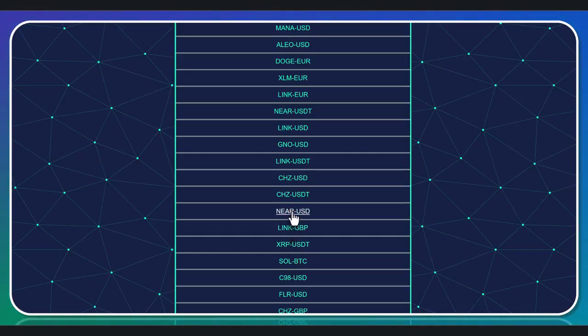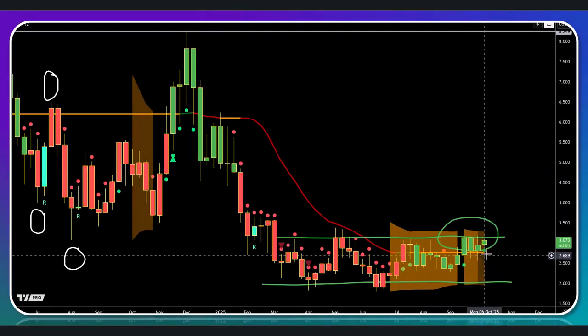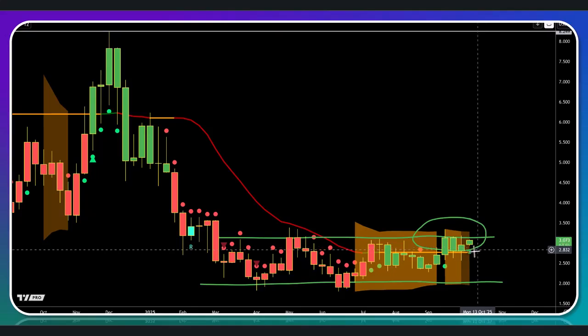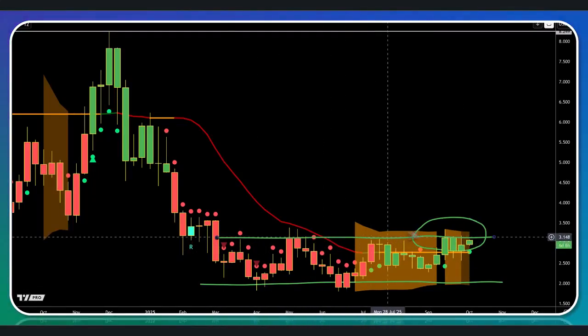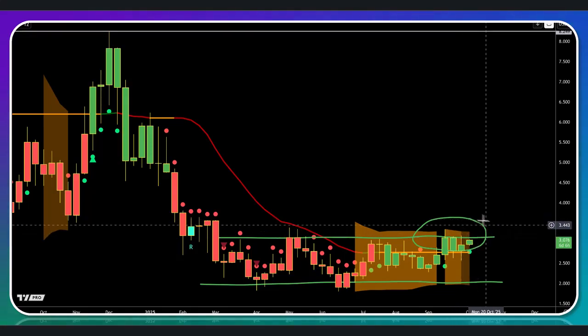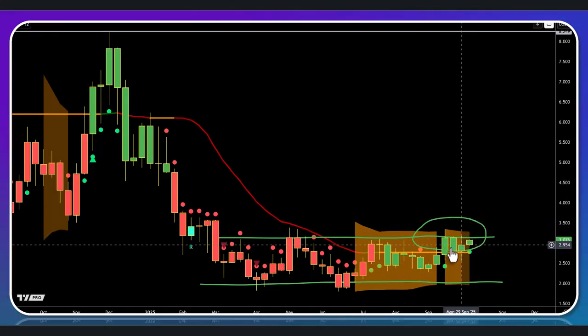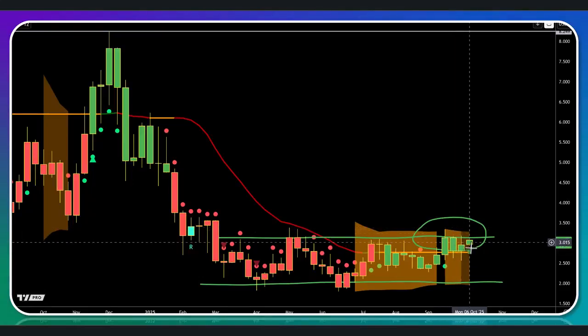So let's look at a few of these. We can look at Near. I like Near. Near is a great project. And you can see here we are printing one green dot just like we scanned for. On this one, I already have my levels from before. I wanted to break above this green line, this resistance, and it looks like we're going to try and do that. So that would be my signal to watch Near. We also have a squeeze shading, so if we do get a breakout arrow, this would be a very good setup.